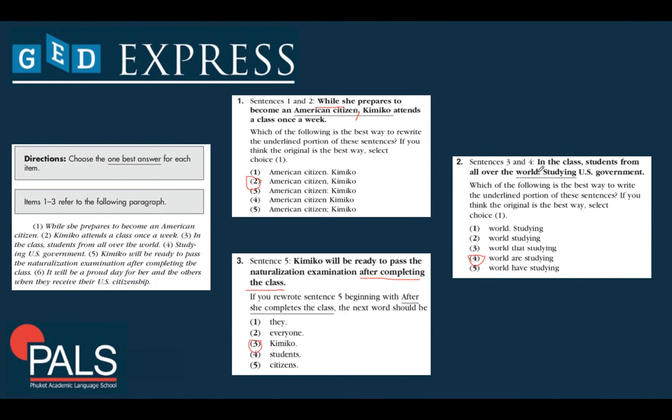Again, we need to make this into a dependent clause. In the class, students from all over the world are studying U.S. government. And now they rely on each other to make sense, because they actually both don't make sense at all. They're both two dependent clauses. Here, this is a fragment sentence and it doesn't tell us who is studying the U.S. government. And here, in the class, students from all over the world, we don't know what happened to the students in the class who are from all over the world.